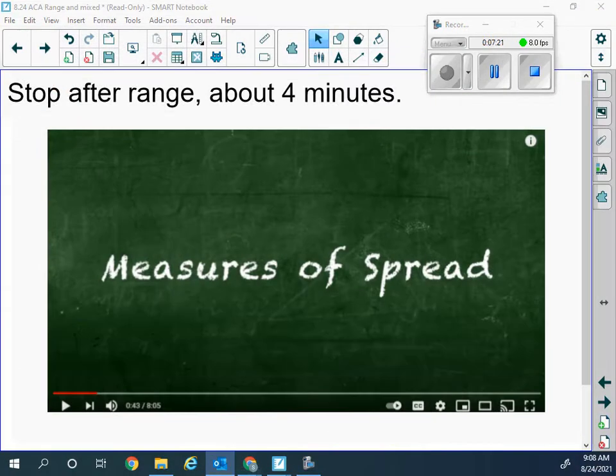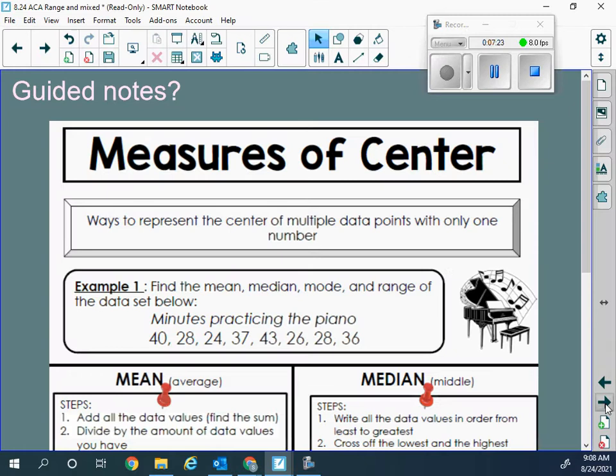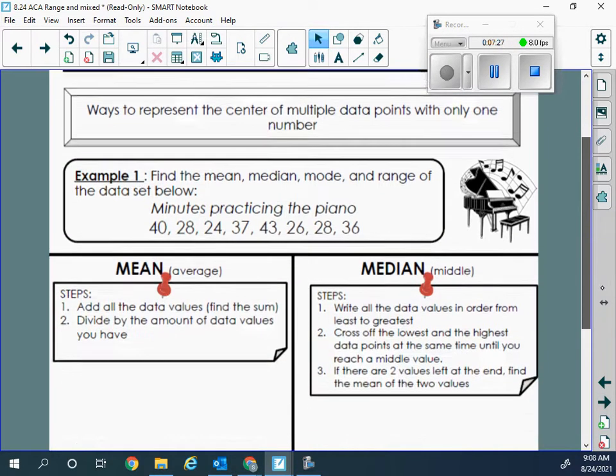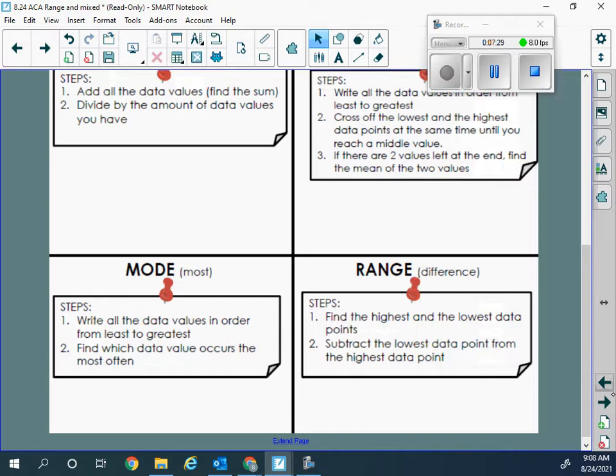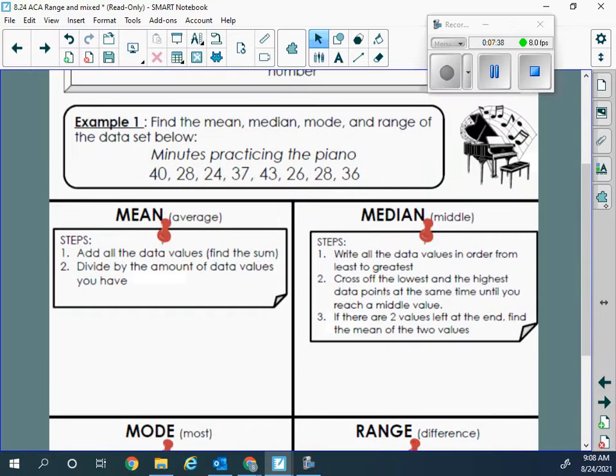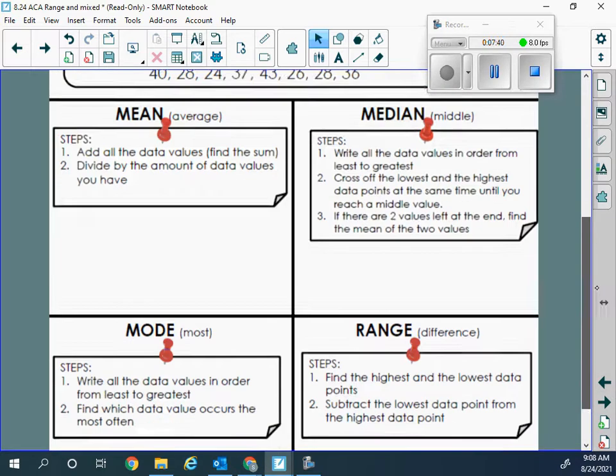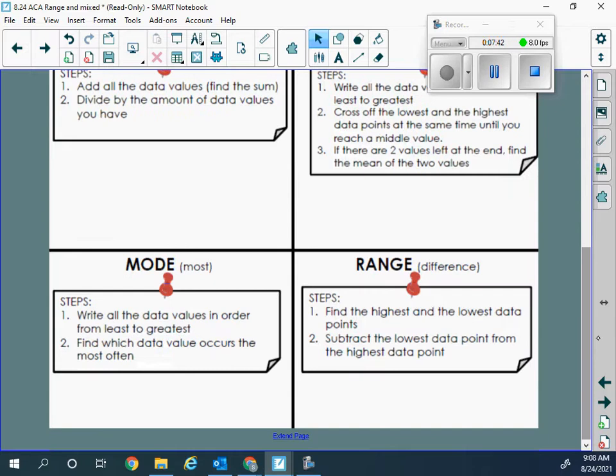All right, now let's look at our notes from yesterday. Here's the same first page that we had, but now what we wanna do is come down here. Remember we skipped this yesterday? We wanna find the range. So guys, you should be on the front page of yesterday's notes, okay? And now, this data about practicing the piano, let's find the range. All you have to do is find the highest and the lowest.